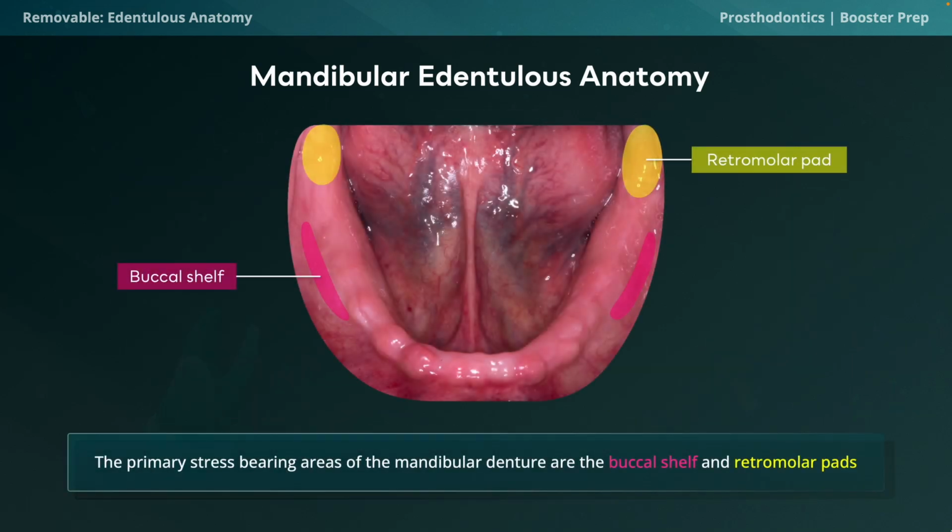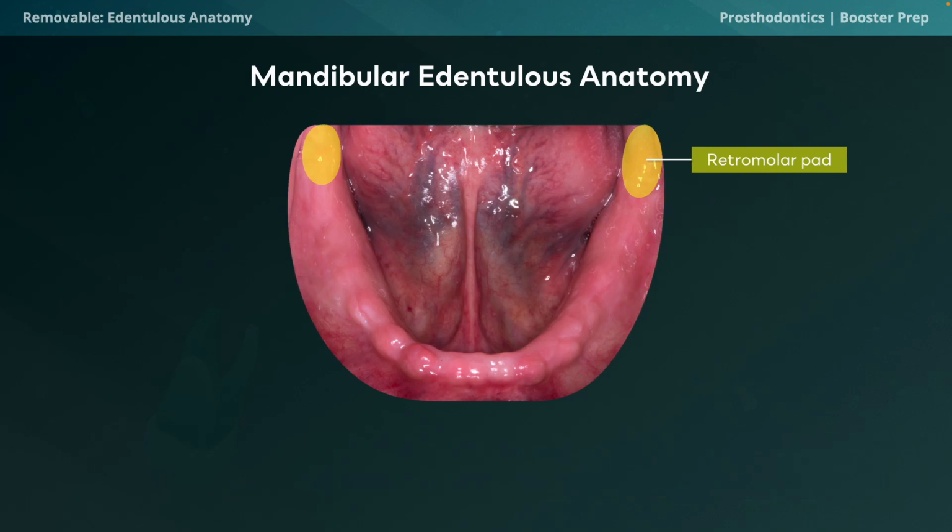Okay, now let's emphasize the high yield points that you guys should remember, starting with primary stress-bearing areas, which are the buccal shelves and the retromolar pads. The retromolar pad, similar to the hard palate, is an area that is resistant to resorption and is therefore a consistent and stable landmark throughout a patient's edentulous timeline. The buccal shelf, on the other hand, is also very resorption resistant, and it's composed of dense cortical bone, allowing it to best withstand stress-bearing loads.